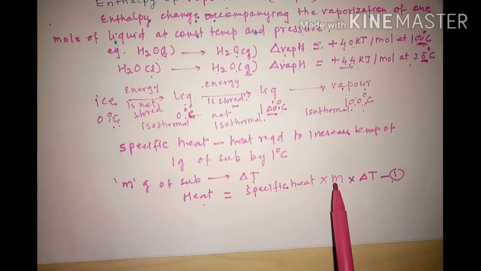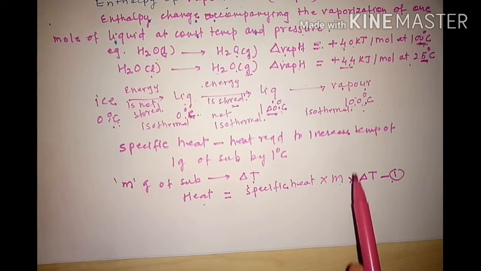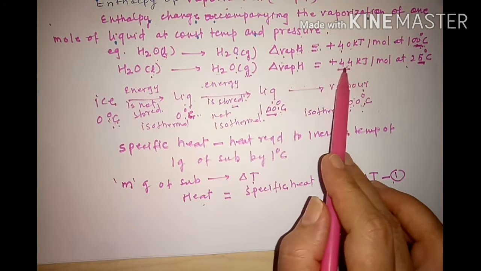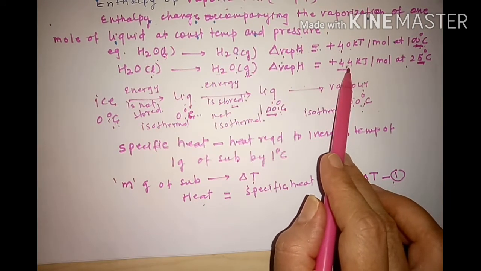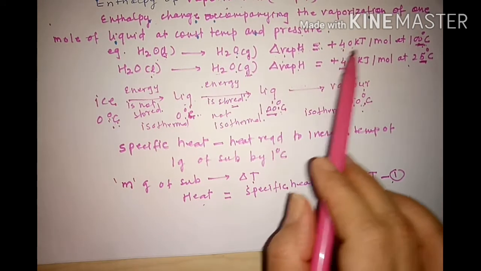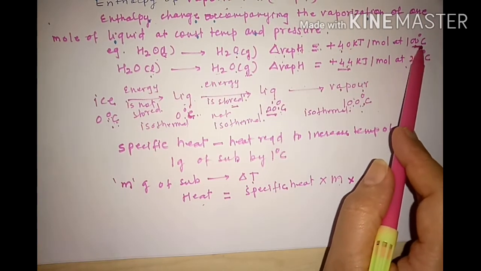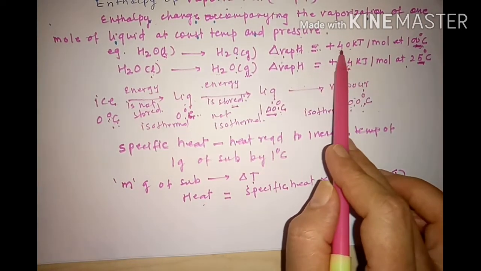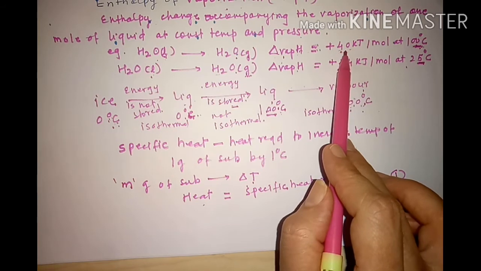At 25 degrees Celsius, 1 mole of water is vaporized at 1 atmospheric pressure. It requires more amount of heat. We can see here more heat is required, whereas when this same conversion is brought about at 100 degrees Celsius, the amount of heat required is comparatively lesser.